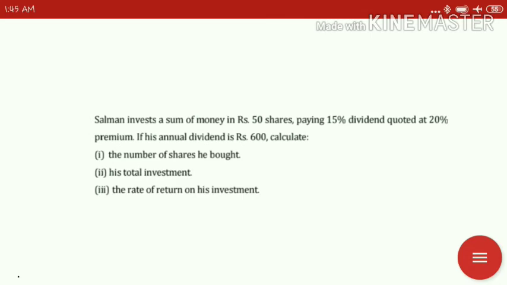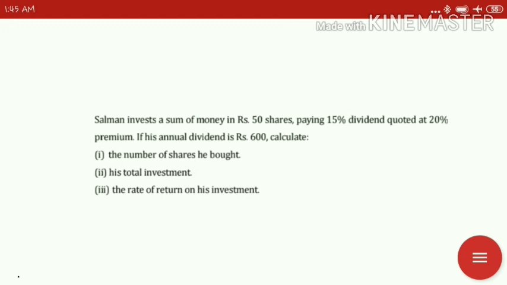Salman, I don't know who this person is. Okay, so Salman invests a sum of money in rupees 50 shares paying 15% dividend quoted at 20% premium. If his annual dividend is rupees 600, calculate the number of shares he bought, his total investment, and the rate of return on his investment.